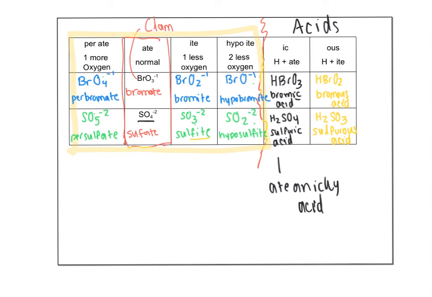Okay, so just a connection with naming acids if you need that as well. But mostly this video is to help you memorize some of the polyatomic ions, specifically those that end with ATE, and then their family members, ite, and then per-ate if there's 1 more oxygen, or hypo-ite if there's 2 less oxygen. So hopefully that helps.